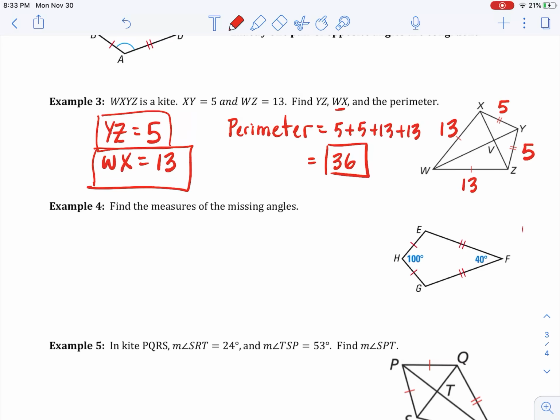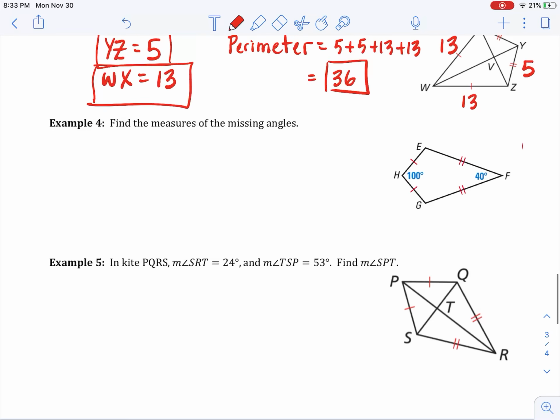Another thing they could ask about a kite is help us find the missing angles. So if we look at example 4, it says find the measures of the missing angles. Well, it's a 4-sided figure, so there's 4 angles. So the angles I'm missing are E and G. What I know is E and G are the angles that are between the non-congruent sides, so they're going to be the same. Remember, there's always one set of angles that are congruent, and so we can give them the same variable. So I'm going to give them both an x.